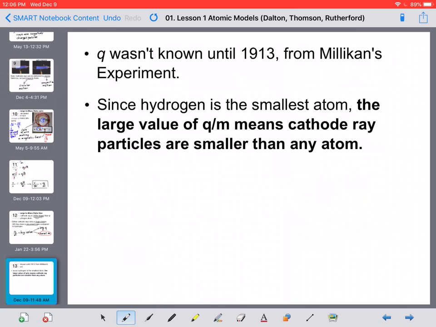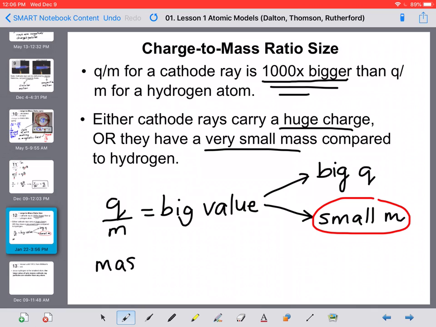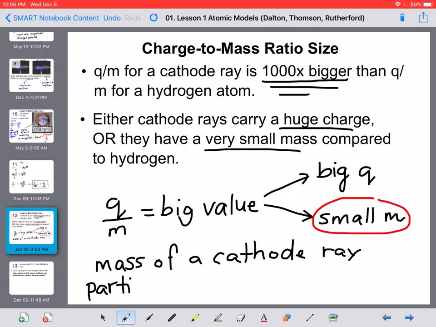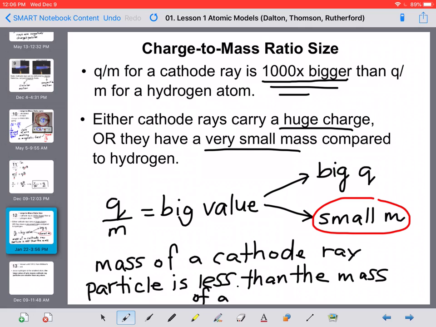So here we go. We've figured out here, okay, going back to this slide for a second, that the mass of a cathode ray particle is less than the mass of a hydrogen atom. Okay?